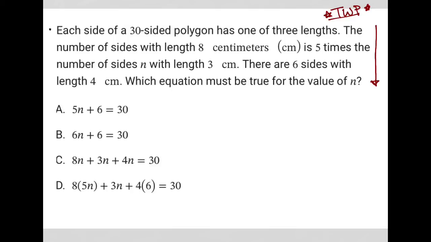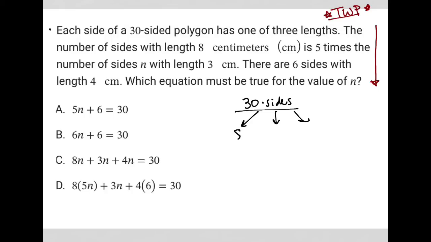So the first sentence here says each side of a 30-sided polygon has one of 3 lengths. Okay, so I'm going to just say 30 sides, and we have one of 3 lengths, right? So these 3 arrows represent those 3 lengths. The number of sides with length 8 centimeters.